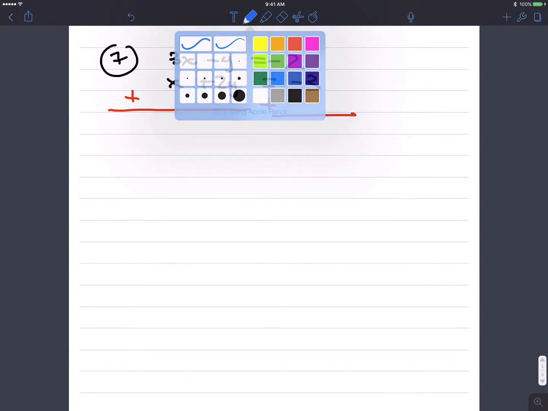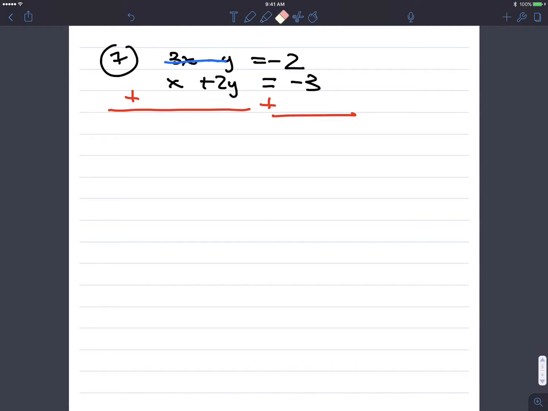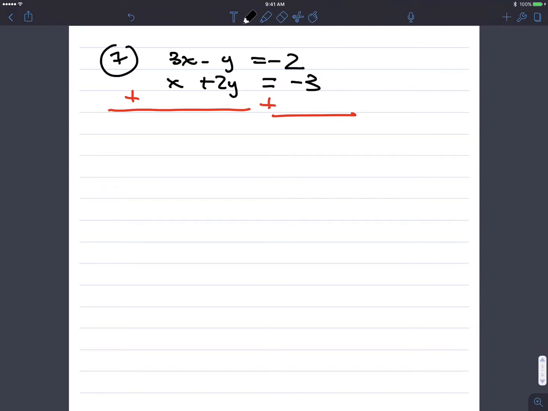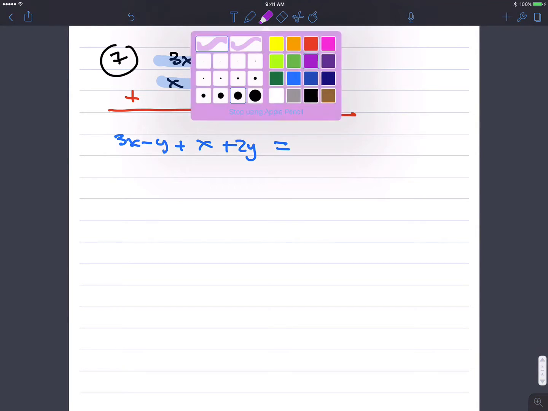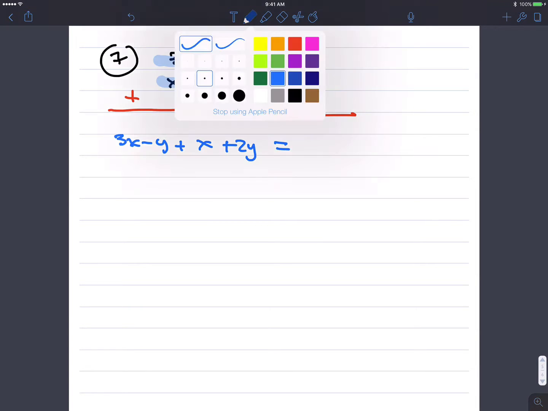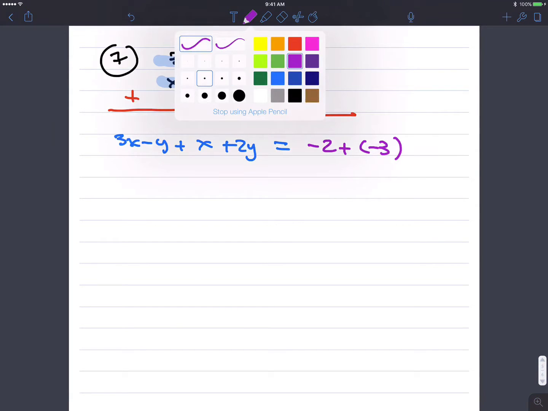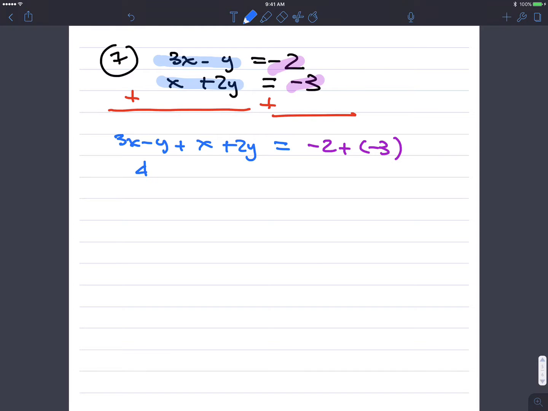So on the left side, let's double check here. Yes, on the left side here, we're going to add 3x minus y with x plus 2y. So we get 3x minus y plus x plus 2y on the left, and that will equal -2 plus -3. And when we combine our like terms on the left side, we get 4x plus y is -5.